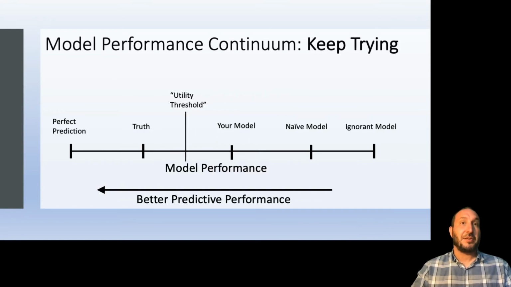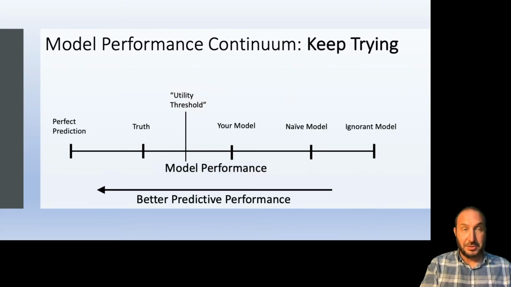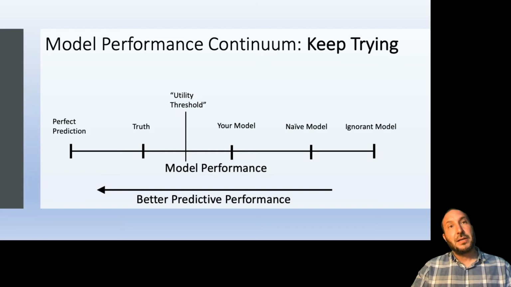Now here's another scenario we might be in, where our model is not yet useful, but we still have some room to improve. There's still space for our model to improve because we can hopefully get our model closer and closer to the truth. Fortunately, the utility threshold is to the right of the truth, so it's possible to get something useful.